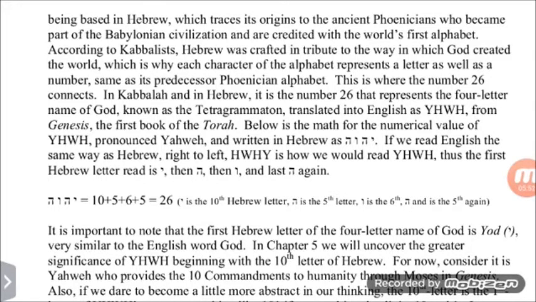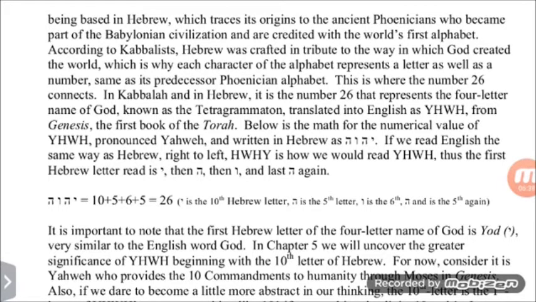According to Kabbalists, Hebrew was crafted in tribute to the way in which God created the world, which is why each character of the alphabet represents a letter as well as a number, same as its predecessor, the Phoenician alphabet. This is where the number 26 connects. In Kabbalah and in Hebrew, it is the number 26 that represents the four-letter name of God known as the Tetragrammaton, translated into English as Yahweh, or YHWH, from Genesis, the first book of the Torah.